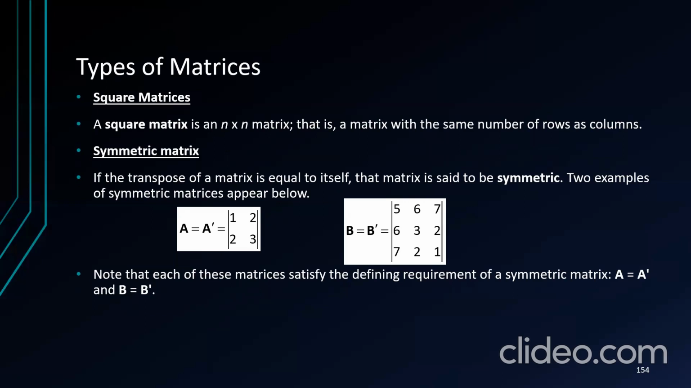A is equal to A prime, which is 1, 2, 3, 4. Right? And B is equal to B prime, which is 5, 6, 7, 5, 3, 2, 1. The numbers are there. Note that each of these matrices satisfies the defining requirement of a symmetric matrix: A is equal to A prime and B is equal to B prime.